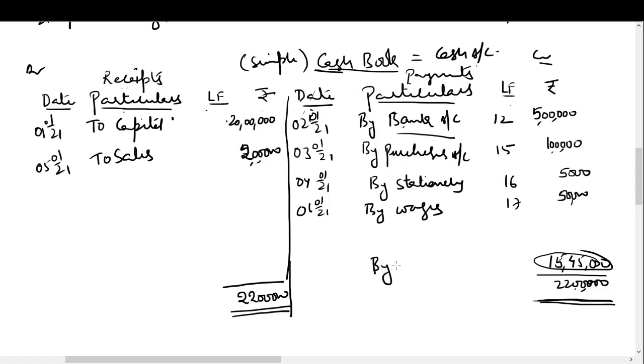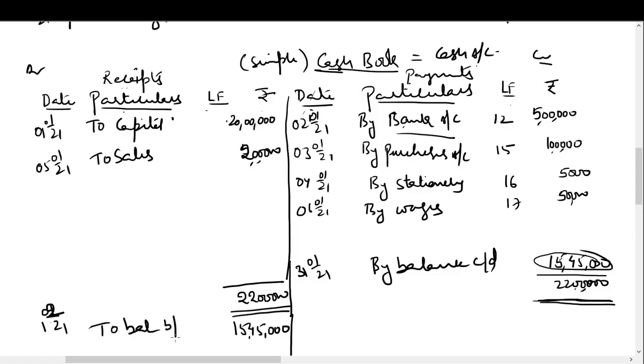I will write here by balance carried down on 31st January 21. Then the same thing has to be brought forward and written on the higher side on the first day of the next month, 1st February 21. I will write to balance brought down. Now what is this brought down?